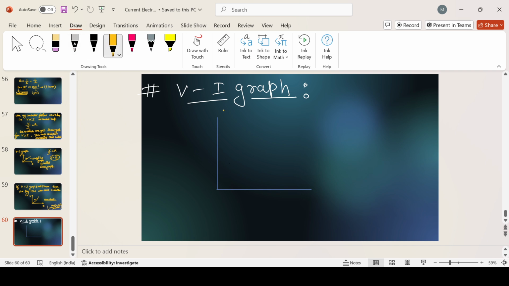In the VI graph, this is the y-axis, we all know. This is the x-axis. On the y-axis we usually plot the voltage, which is in volts, and on the x-axis we usually plot the current, that is I.